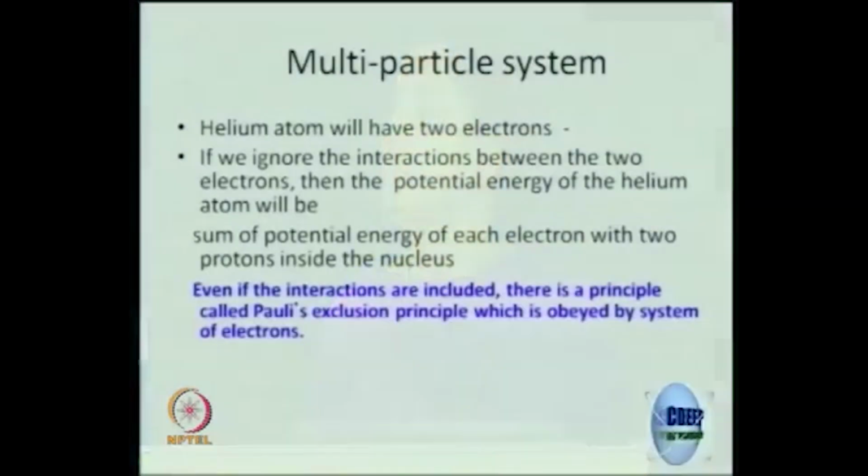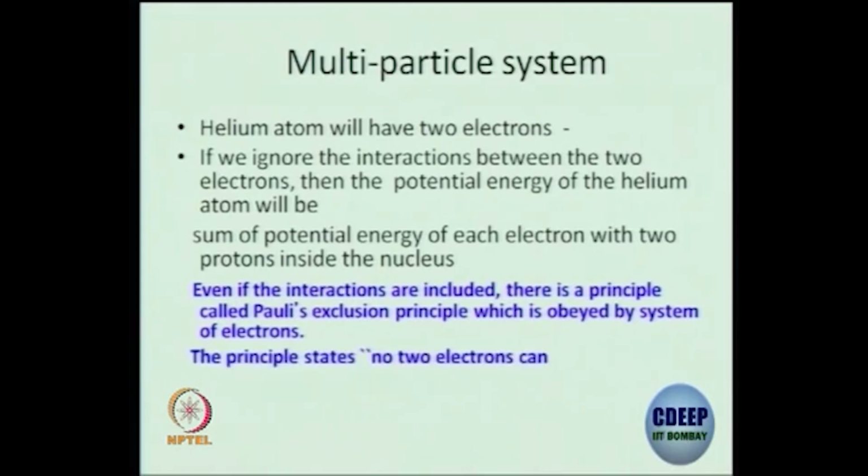This is also an experimental fact. That is Pauli's exclusion principle. The second electron positioning should be such that both the electrons cannot have the same set of all the quantum numbers. So you can try to see, even if the interactions are included, Pauli's exclusion principle cannot be violated. It has to be obeyed. So no 2 electrons can share the same set of quantum numbers.